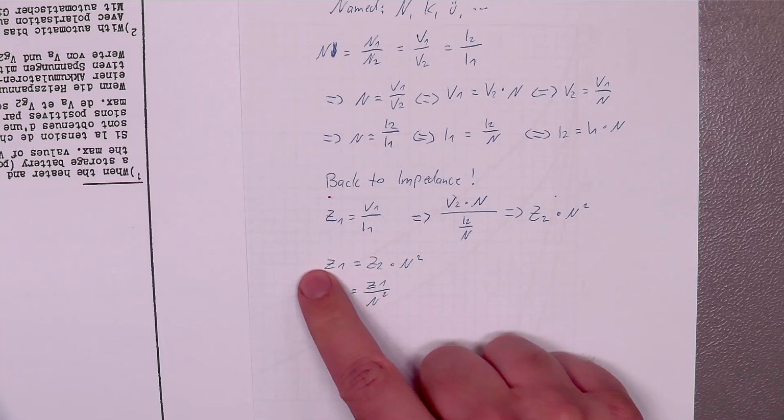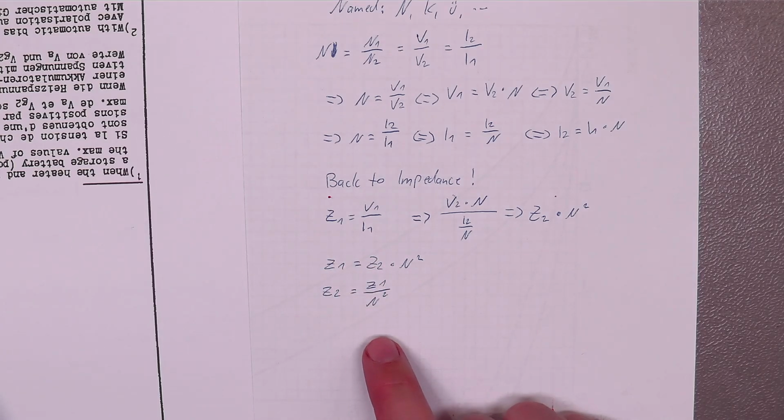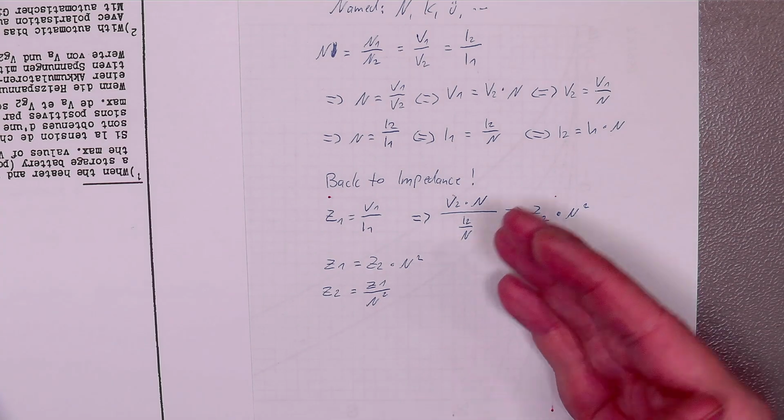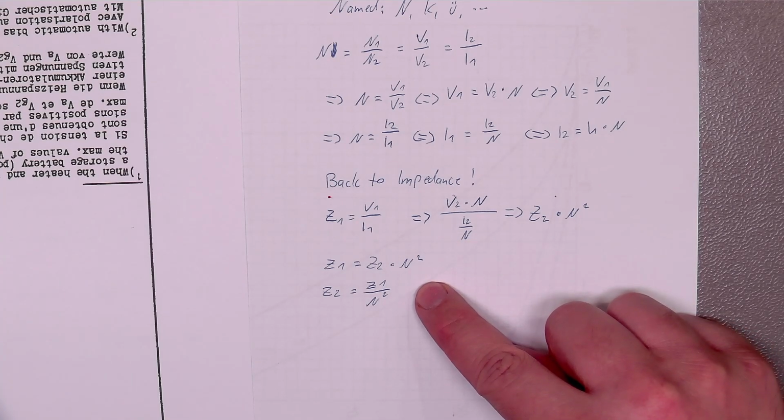Also, we can invert that: if we want to know the secondary impedance, we just have to divide the primary impedance by the squared turns ratio. And that is basically everything you need to know. These little formulas are all you need to know.